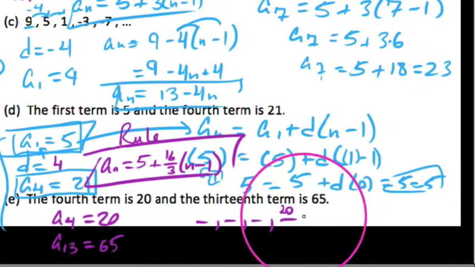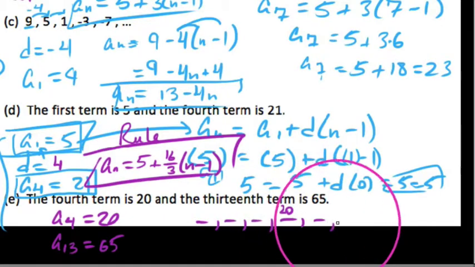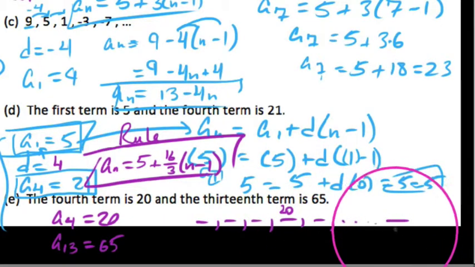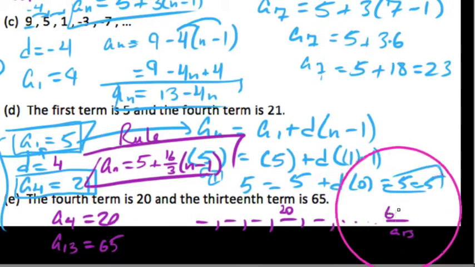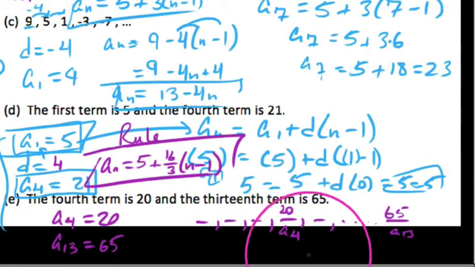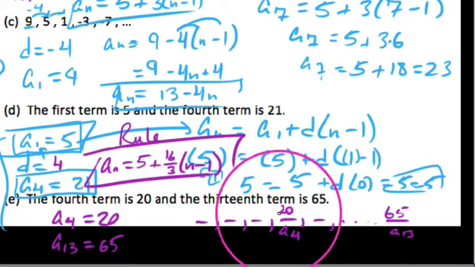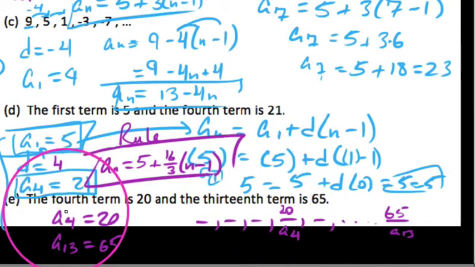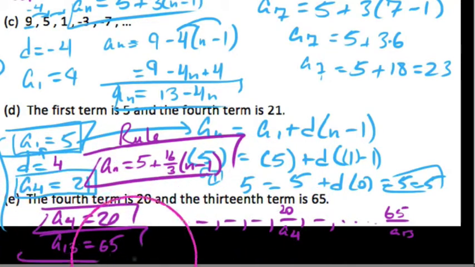Hey, we know the fourth term is 20. And then we say, go out to the 13th term here, we say A13. We know this is 65, and we know this is our fourth term in the sequence. It's not very helpful when you don't have consecutive terms. So again, what we're going to do is plug these information bits in, and we are going to solve for an unknown using a system.